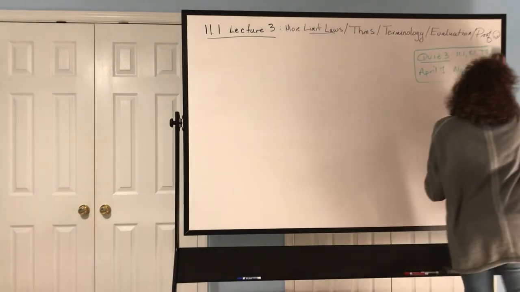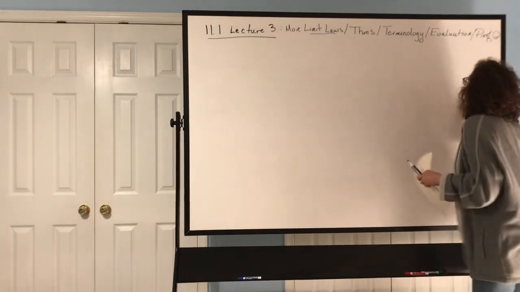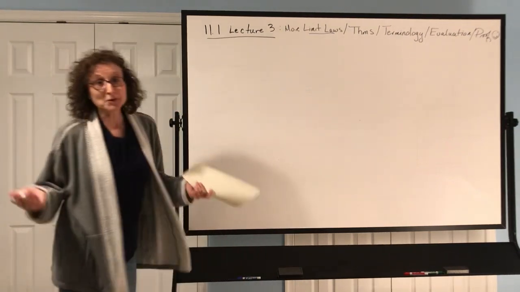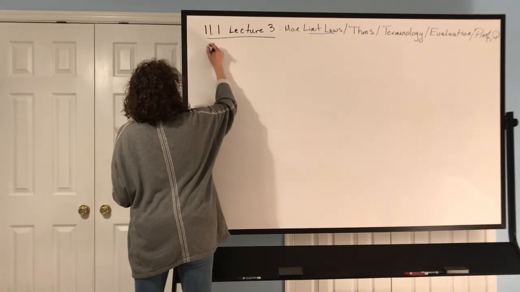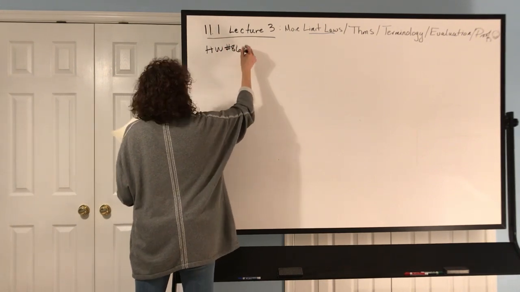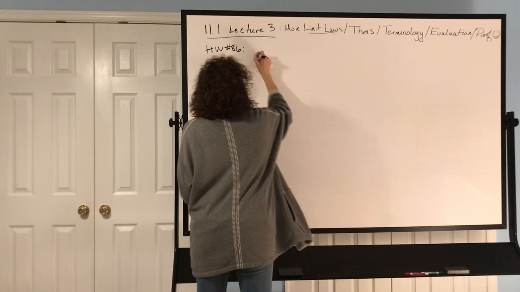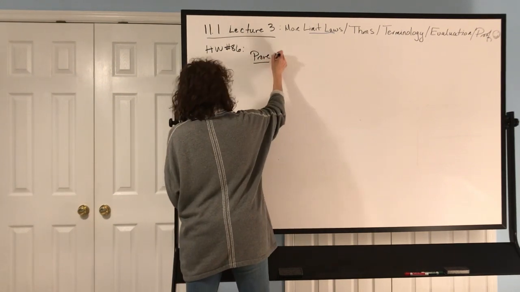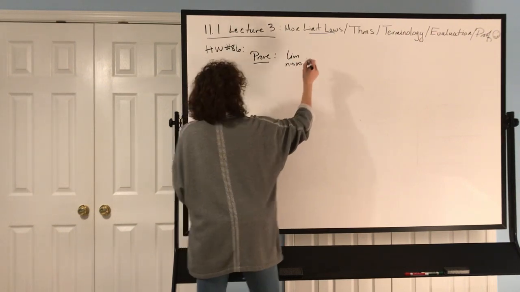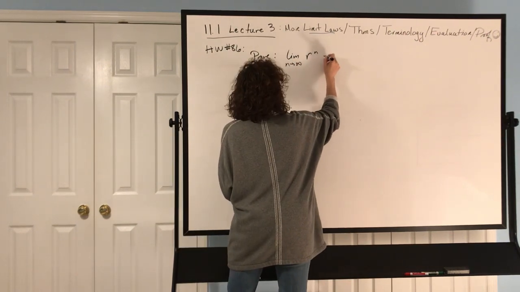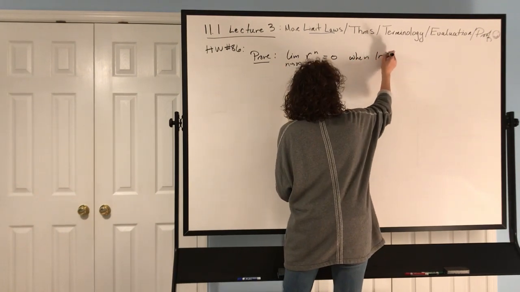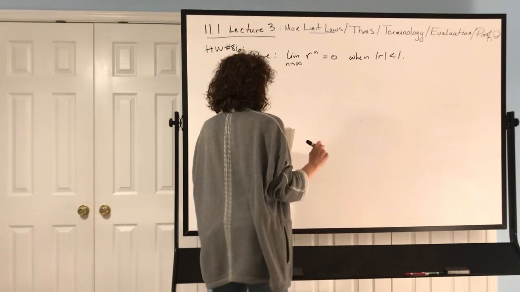All right, you guys know this by now. I'm going to create some more space. Okay, so also one of your homework problems. Here we go. Homework number 86. All right, we're going to prove that the limit as n goes to infinity of r to the n is 0 when the absolute value of r is less than 1.